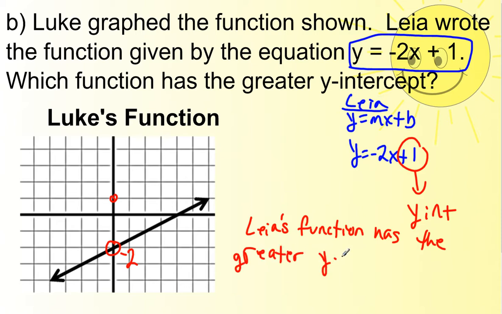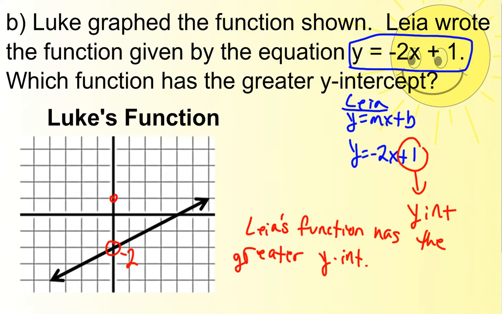Greater y-int. Leia's function has the greater y-intercept. Again, positive 1 compared with negative 2. So this lesson so far is being about picking out the pieces of a linear equation from a table, from a graph, from an equation, and being able to compare parts.